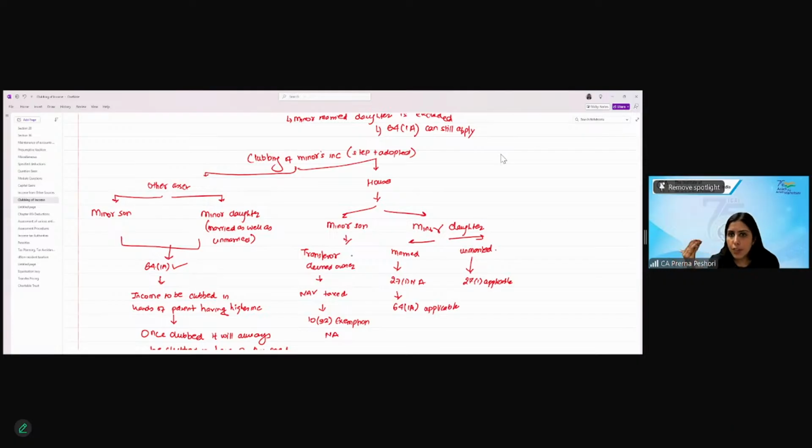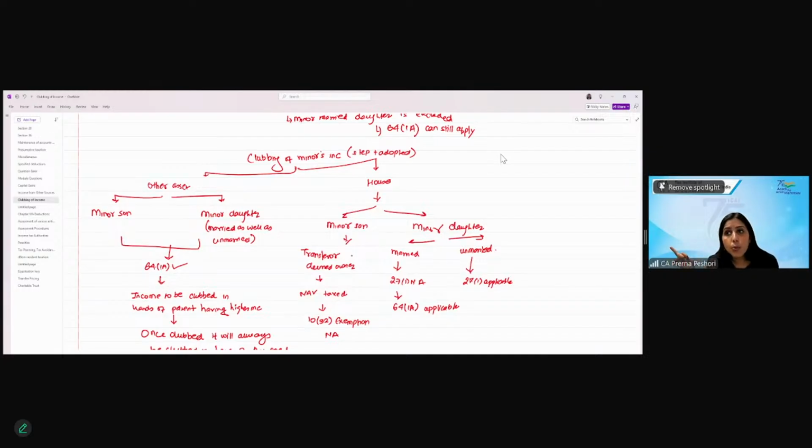Right? So if the asset is transferred to a minor married daughter, right? If the house property is transferred by a parent to his or her minor married daughter without consideration or for inadequate consideration, then 27 is not applicable. If it is transferred to a minor unmarried daughter or to a minor son, then only 27(1) is applicable, which says that the annual value will be taxable in the hands of the transferor because the transferor will be deemed owner.